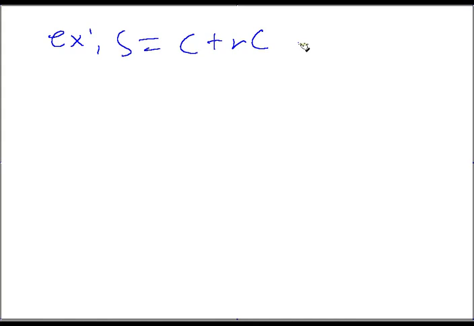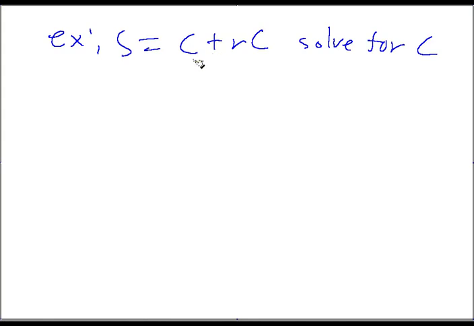So we've seen this markup equation before, but this time, though, I want you to solve this equation for C. All right? Solve this equation for C. So this is a little challenging here now.